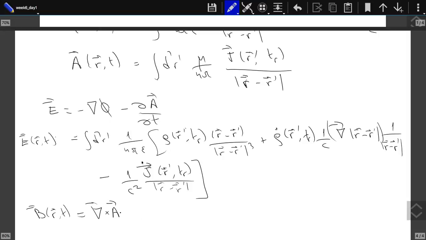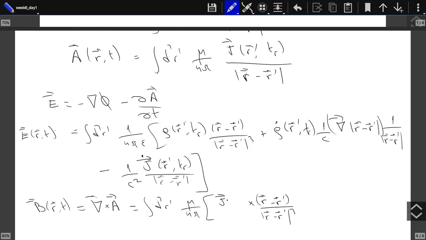So this will be equal to the integral d cubed r prime, mu over 4 pi, J cross (r minus r prime) over |r minus r prime| cubed. Let me write the arguments also: this is J at the point r prime at the time tr. Well, this is nothing but the expression of B when we ignore any time dependence. This is the magnetostatic expression for B.